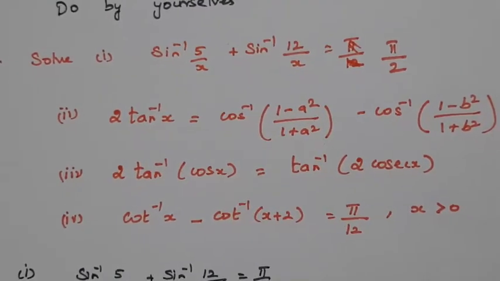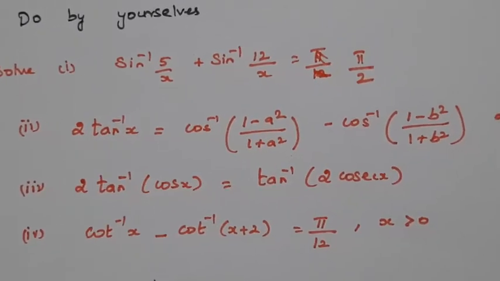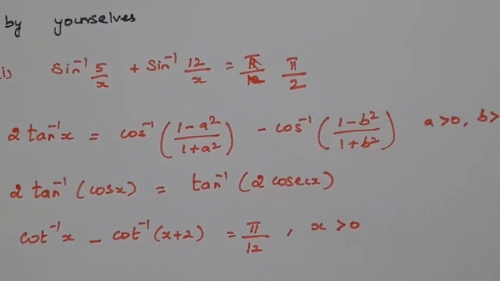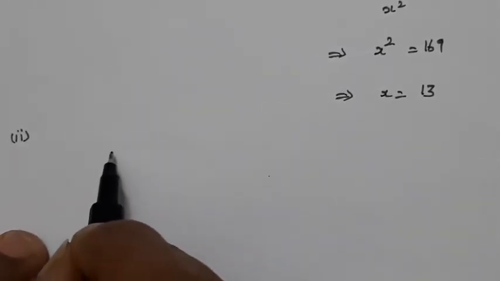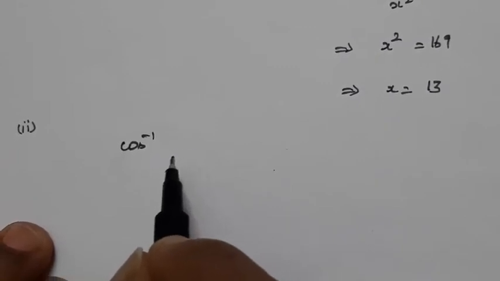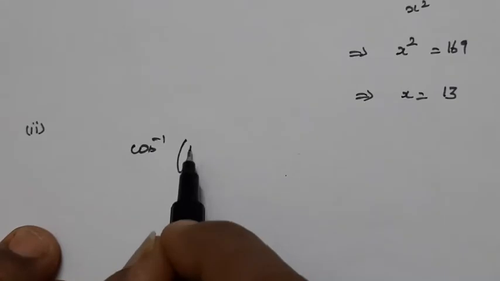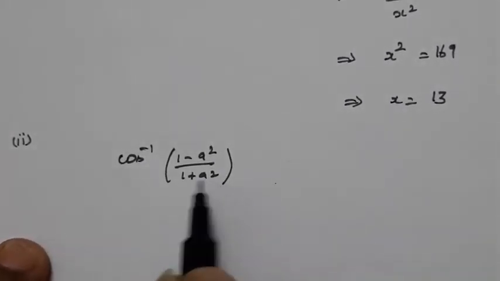Then the second one: 2 tan inverse of x is equal to cos inverse of (1 minus a squared) by (1 plus a squared) minus cos inverse of (1 minus b squared) by (1 plus b squared), where a and b are positive quantities. Here we have one term, cos inverse of (1 minus a squared) by (1 plus a squared), on the right hand side.